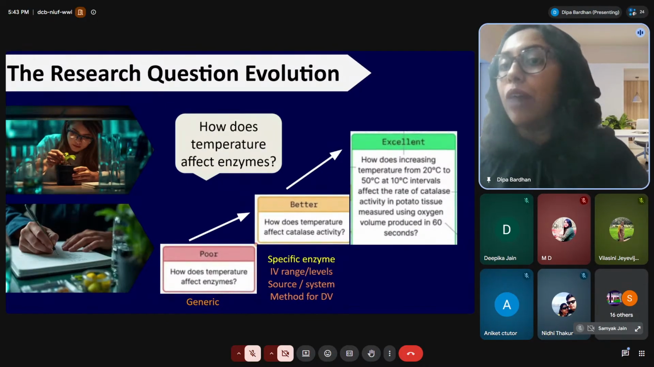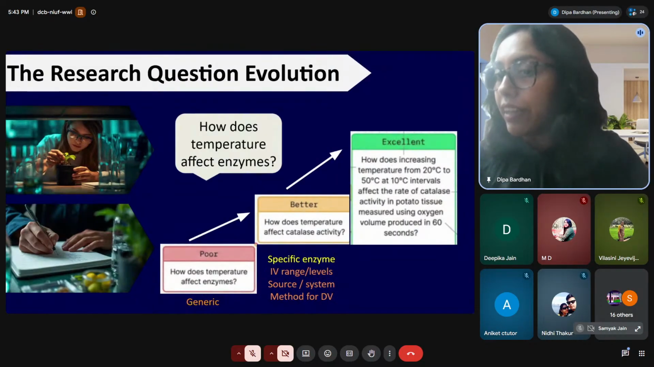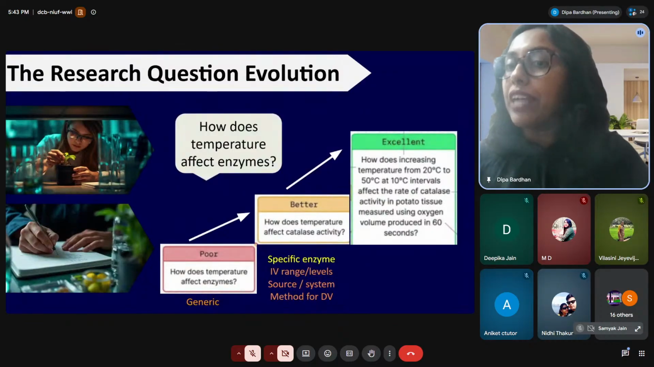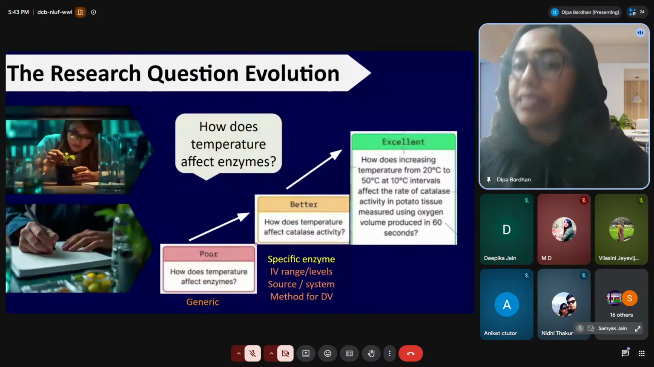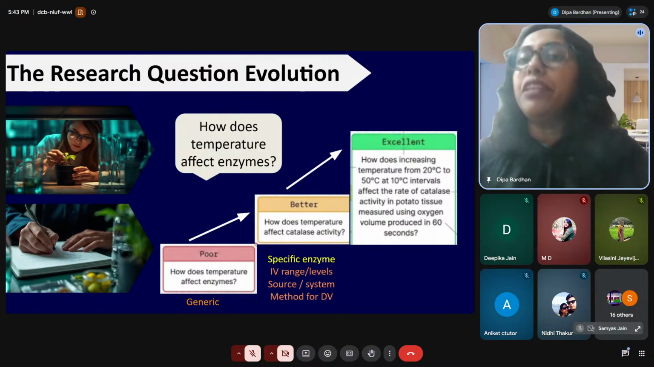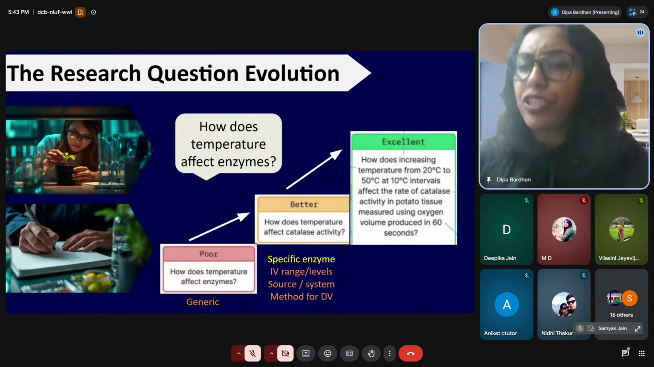For example, how does increasing temperature, that means I'm changing the temperature, it is the IV. The level of IV is given, 20 to 50 at 10 degrees centigrade intervals, affect the rate of catalase activity. So I know the DV is the rate, the source of catalase is given, and the time duration is given. You can include control variables in your RQ. This is a very frequent question from the learners: can we include control variables? Yes, you can.